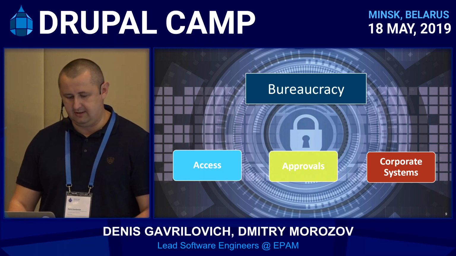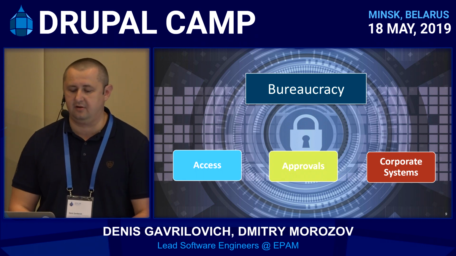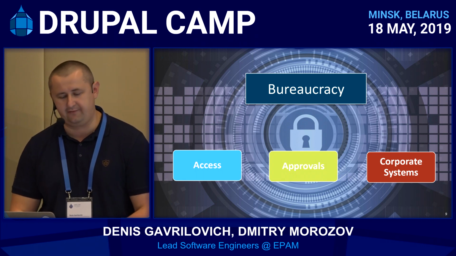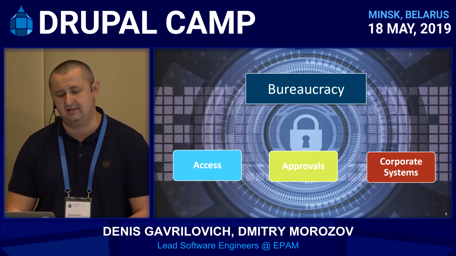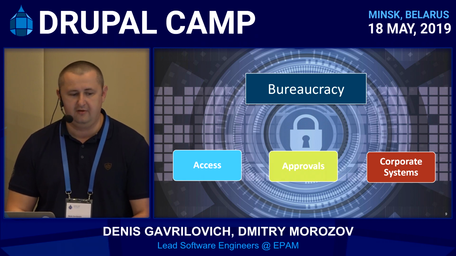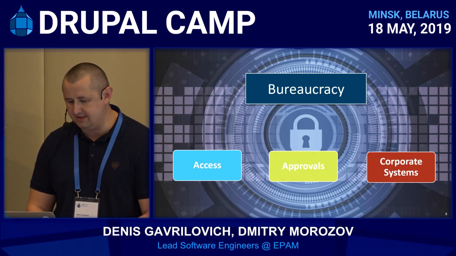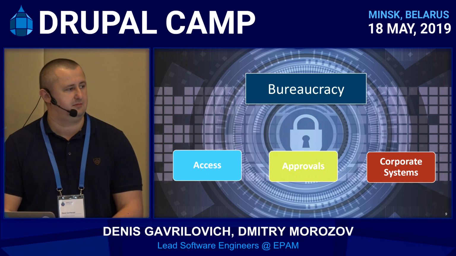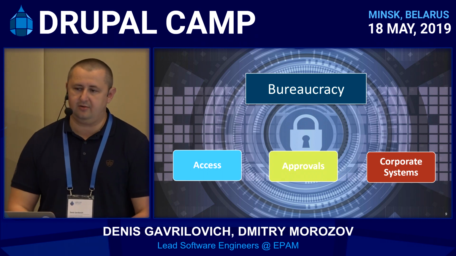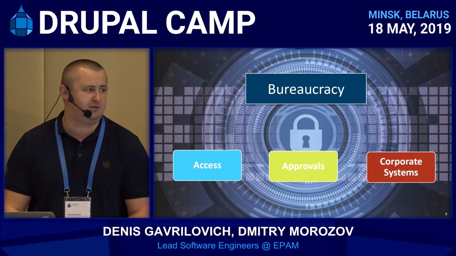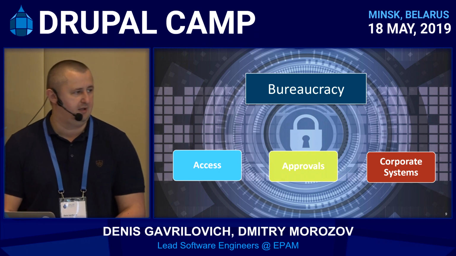Okay, good. Next problem, approvals. As we have a lot of formal rules in enterprise, we have a lot of approvals. For example, before you build a site, you have to pass approval for content and approval for requirements, and before you go live, you have to pass a security audit for your source code, and a security audit outside with a special tool.